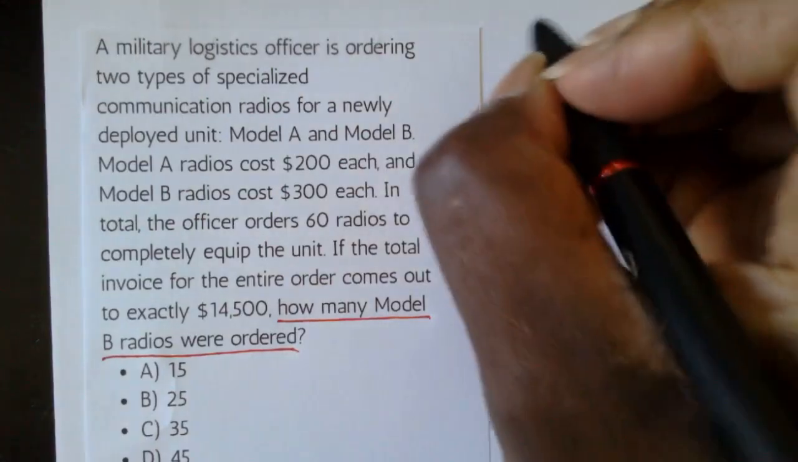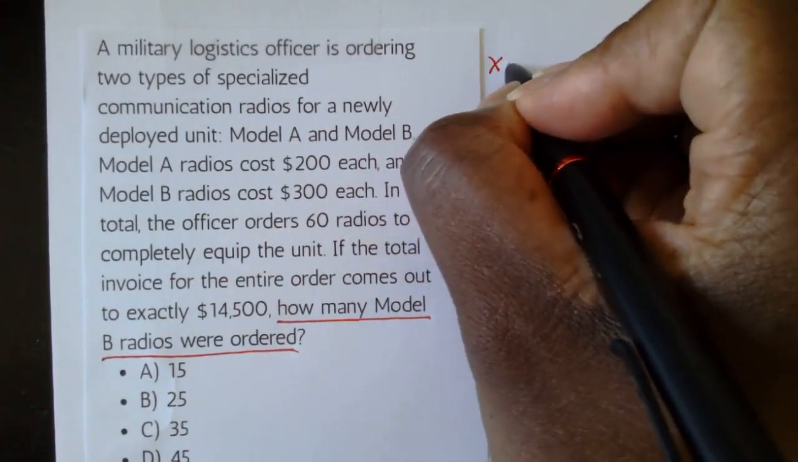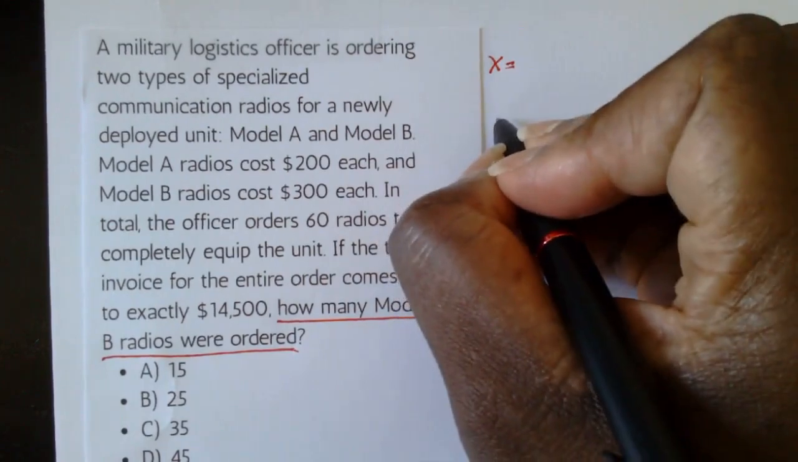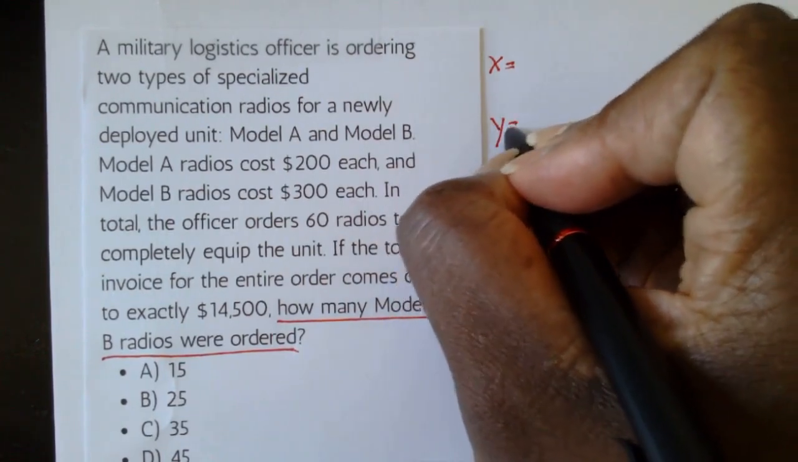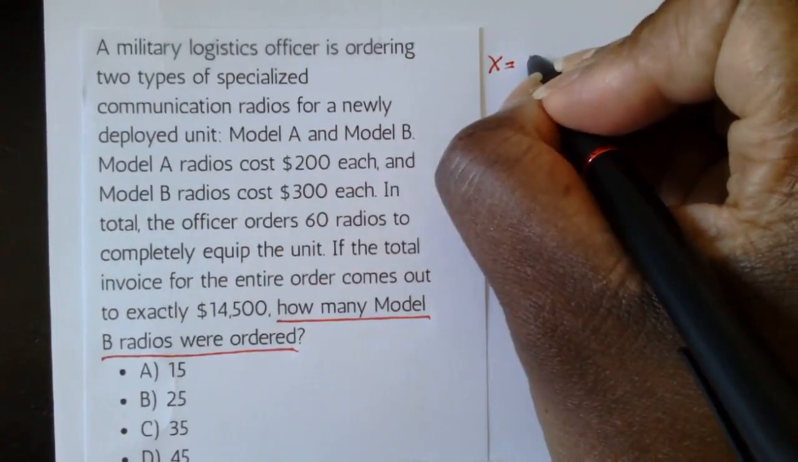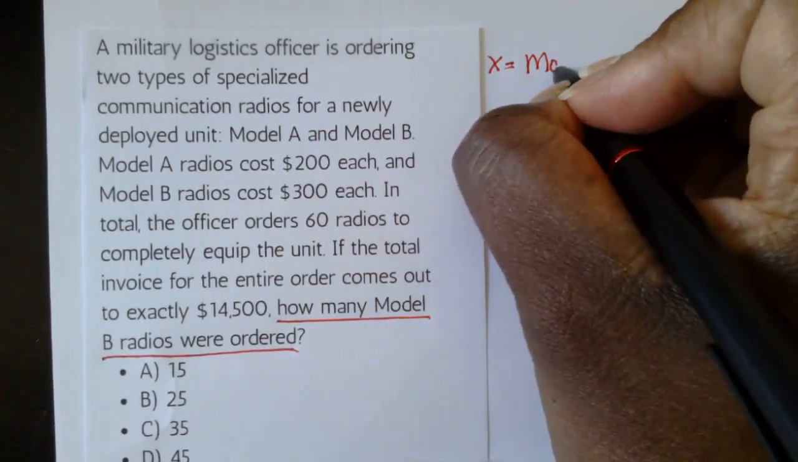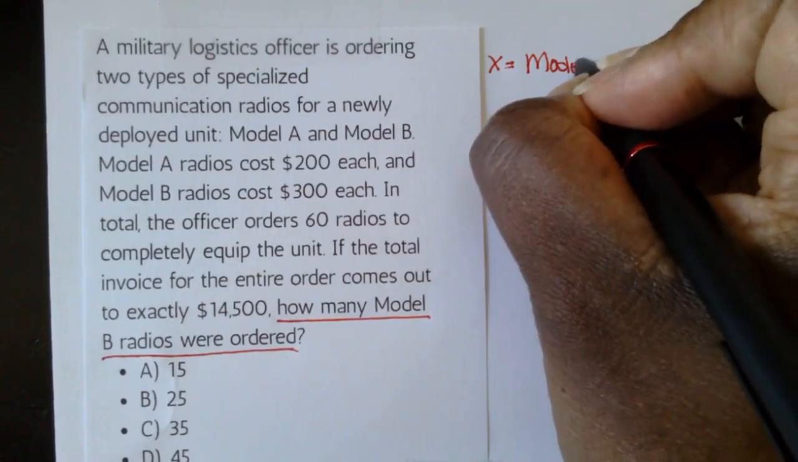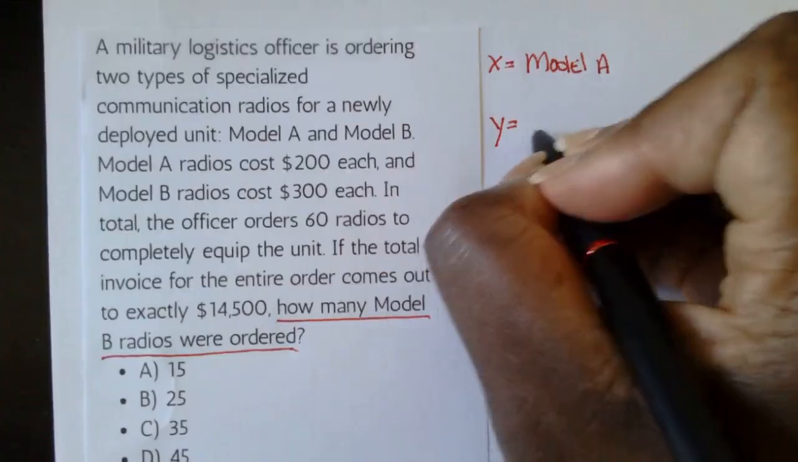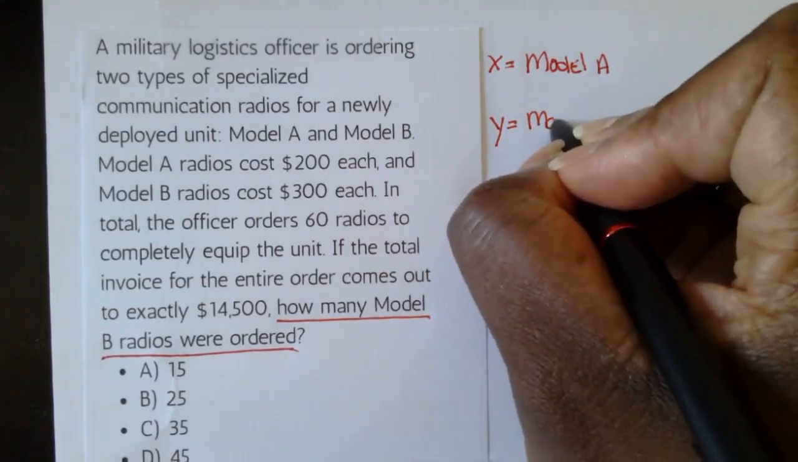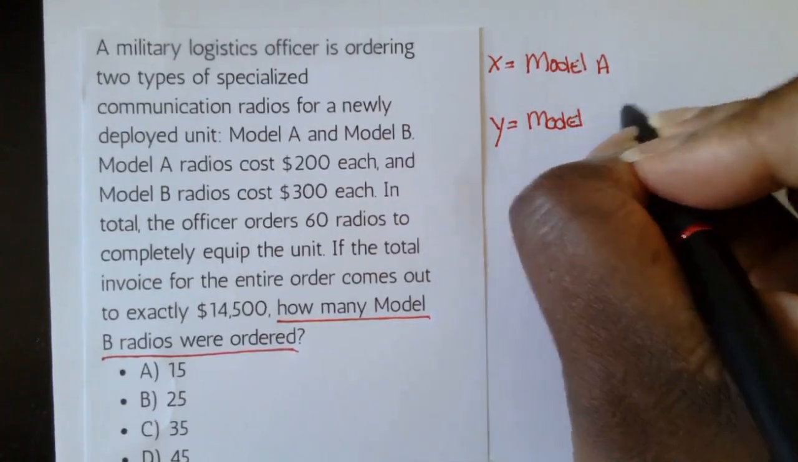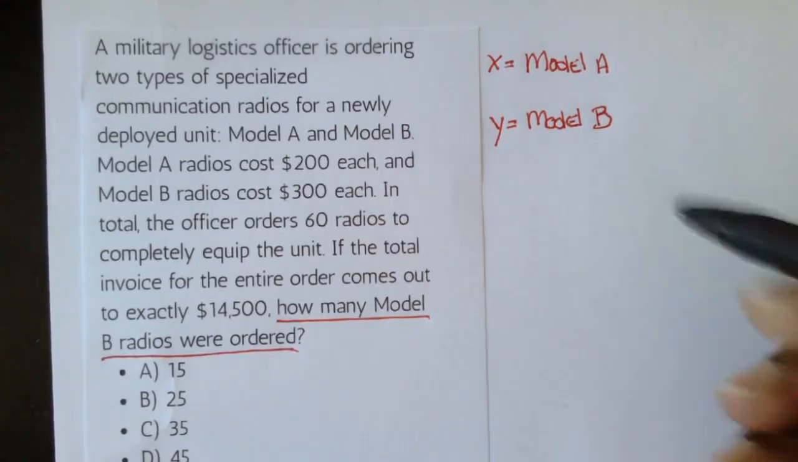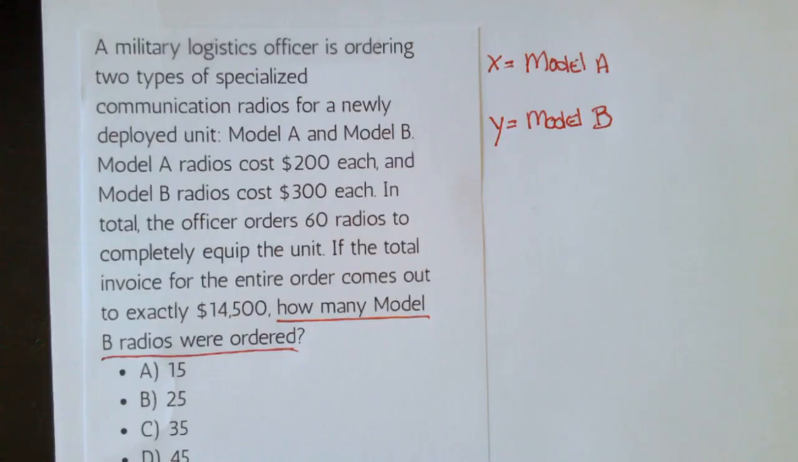So before you do anything, you want to have your key. What's going to be Model A and what's going to be Model B. So I'm going to say X is going to be my Model A and Y will be my Model B. If you want to use A and B, you can. There's no problem with that. But now we need to go in to see what's happening.